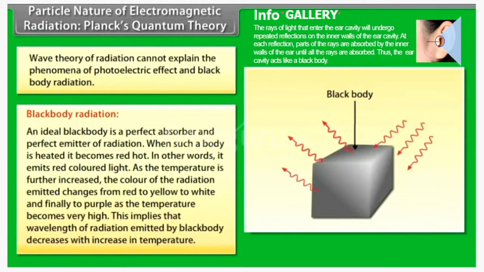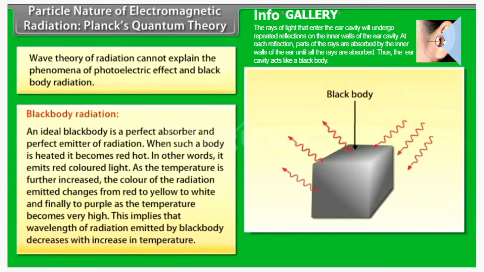Black body radiation can also be discussed when light rays enter the ear cavity, where the rays will undergo repeated reflection on the inner walls of the ear cavity. At each reflection, parts of the rays are absorbed by the inner walls until all the rays are absorbed. Thus, the ear cavity acts like a black body. It absorbs all the light rays that enter into the ear cavity.